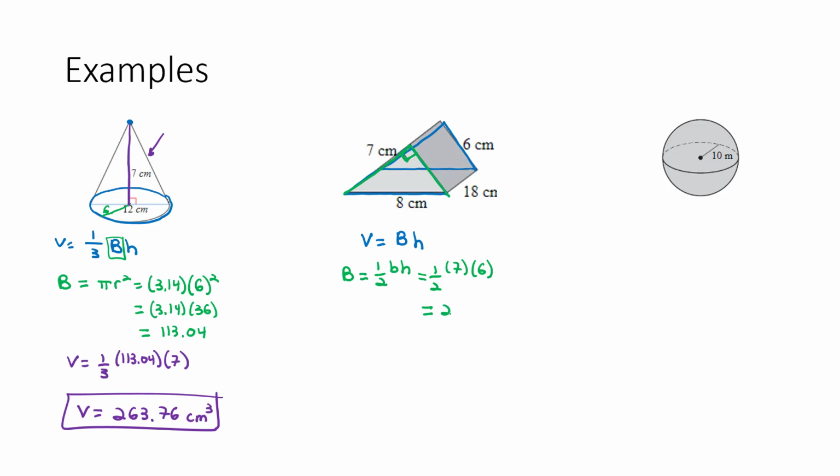And 7 times 6 is 42, and so we end up with 21 as the area of the base. So now we go to base times height. The area of the base was 21. The height is what connects the two bases together. That's the 18 centimeters. And so my volume on the calculator is simply going to be 21 times 18, or 378 cubic centimeters.